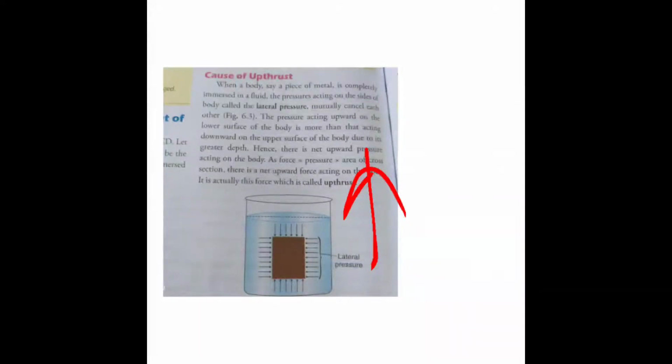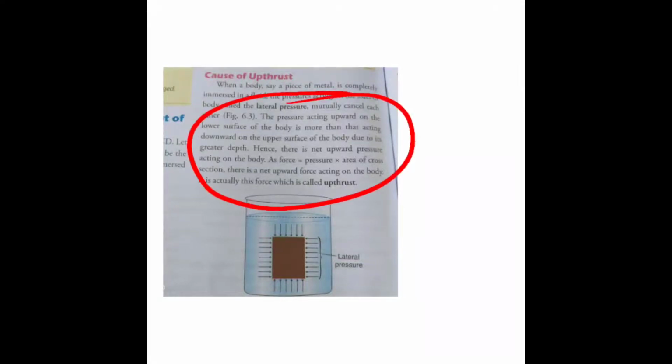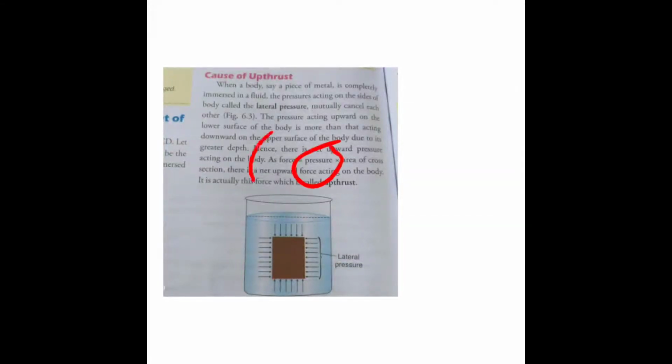So in this paragraph, when you're going through the book, you will find the pressure in this paragraph. You see, the pressure acting upward on the lower surface of the body is more than that acting downward on the upper surface of the body due to its greater depth. Hence there is a net upward pressure acting on the body, and therefore if pressure is more, force will be more. So therefore force is always acting in upward direction when an object is immersed in it.